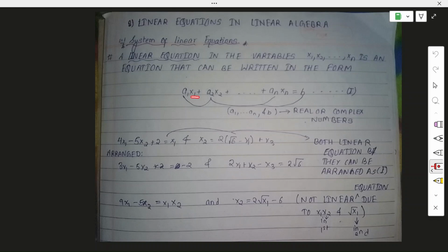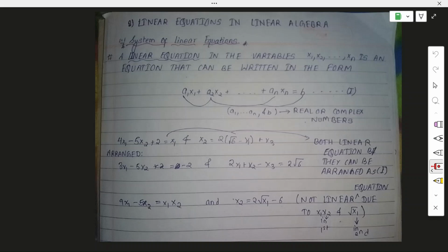When we observe the pattern, look here. The variables have degree one, and b is also a real or complex number. We can say an equation is a linear equation if we have degree 1, the coefficients are real or complex numbers, and there is a b which is also a real or complex number.